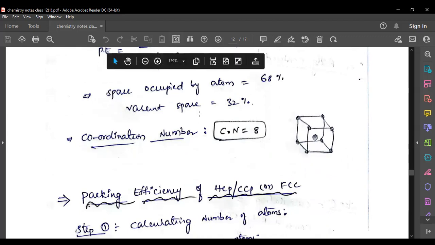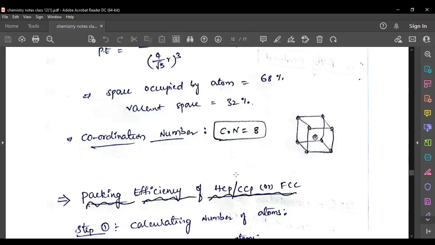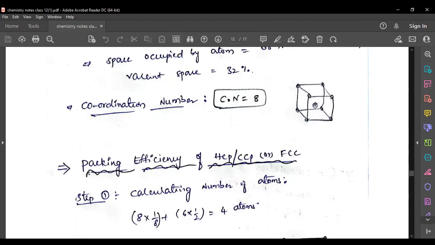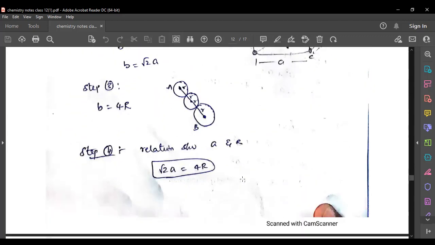Okay, the last one is the packing efficiency in the case of HCP or CCP. HCP is hexagonal close packing, CCP is cubic close packing, or FCC is face-centered cubic. FCC and HCP are different unit cells, but both have the same close packing efficiency. That is what we are going to do here.